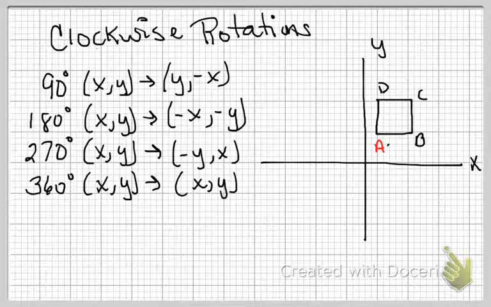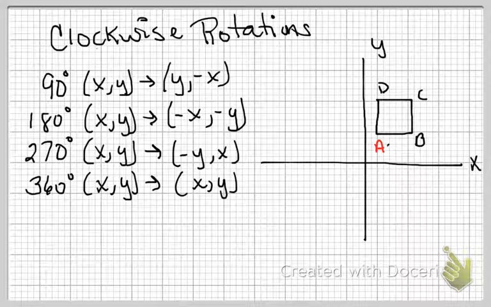And so 270 is flipped again, except this time it's the opposite of 90 degrees. The first one you put a negative with, the second one, the x, you don't. And 360 is the easiest one because it's the exact same thing.